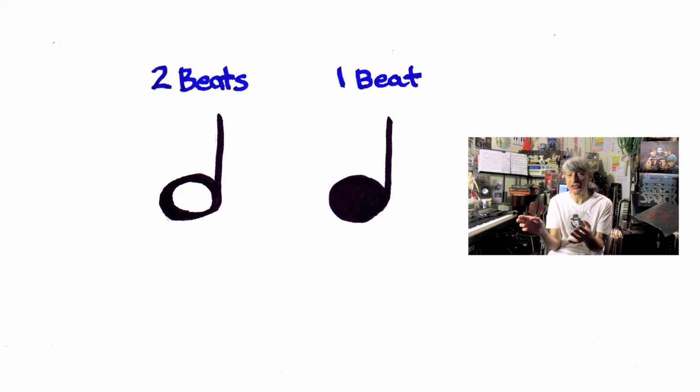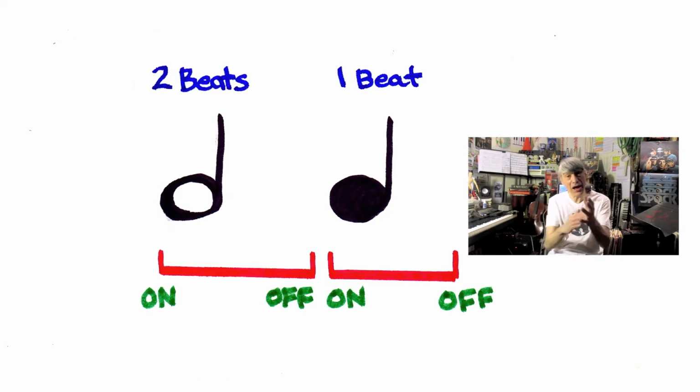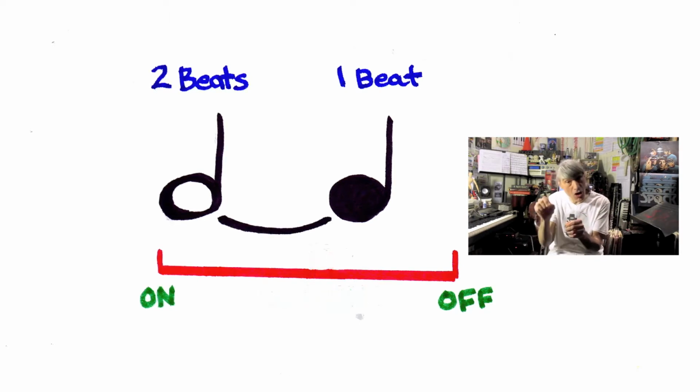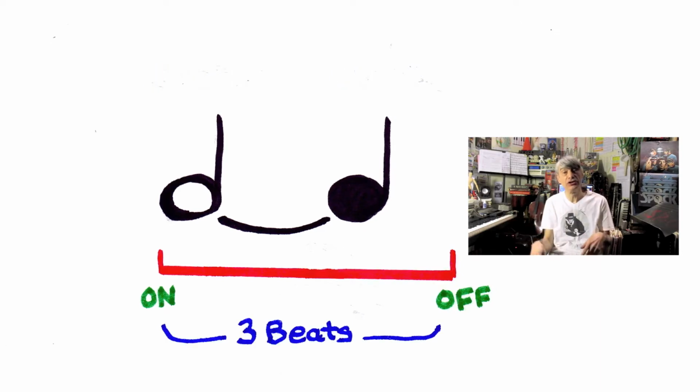So if you had a note that was a half note followed by a quarter note of the same pitch, it would be ba, ba. But if you use this tie, you add them together, and so that negates the off of the first note and the on of the second note, and you play it as if it's one long sound. Da.